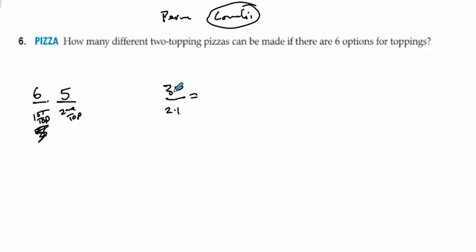So 30 over 2. How many ways are there to arrange 2 items? Well, 2. So 30 divided by 2 is 15. And that is how many different pizzas you can make with 6 options. It seems like it shouldn't be enough, but it is, because you're going to have overlap when you set it up, because like we said, order is not important with this.